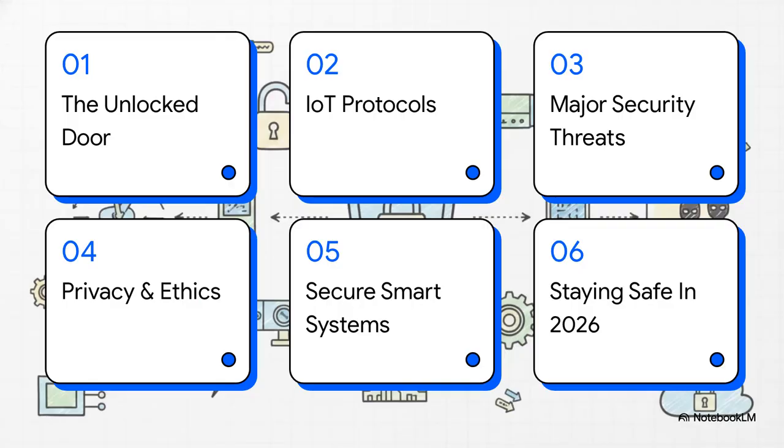We've got some fascinating and honestly pretty crucial ground to cover today. We'll start by looking at this unlocked digital door, then we'll map out IoT protocols and architecture. After that, we'll dive into the major security threats out there, tackle the privacy dilemmas, look at how to actually build secure systems, and finally wrap up with how you can stay safe in 2026. Let's get right into it.